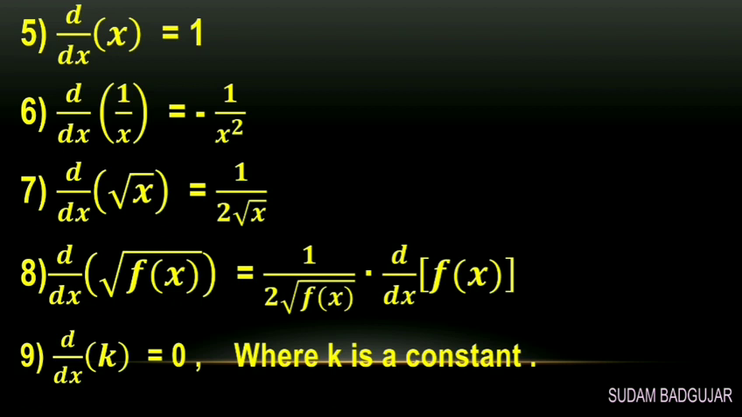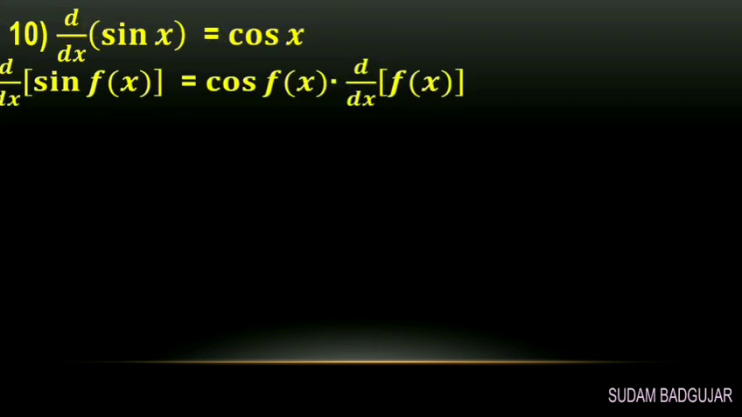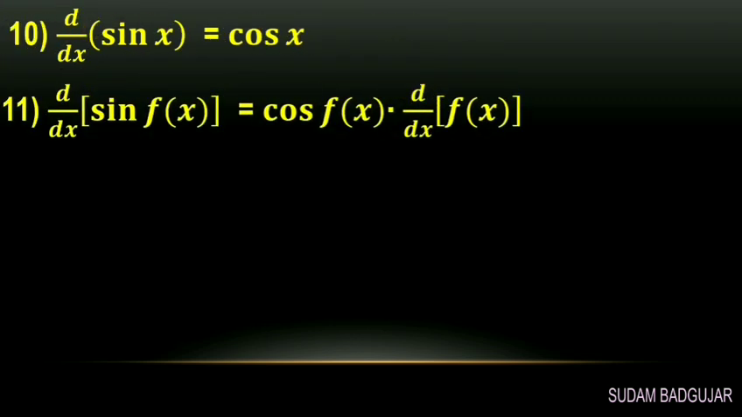See, these are algebraic formulas. Now we will see trigonometric formulas, that is derivative of sin x. There are 6 trigonometric functions, that is sin x, cos x, tan x, cot x, sec x, cosec x. Means we have 6 derivatives of trigonometric functions. But again in general form, we make 6 more formulas, means total are 12 formulas. So the 10th formula is derivative of sin x is cos x.